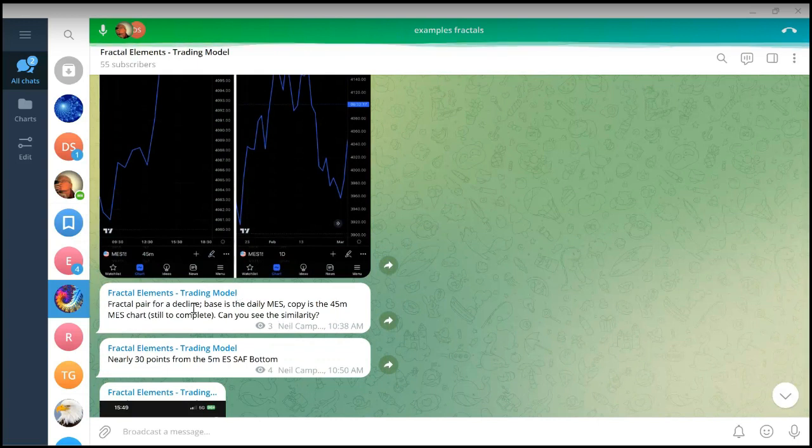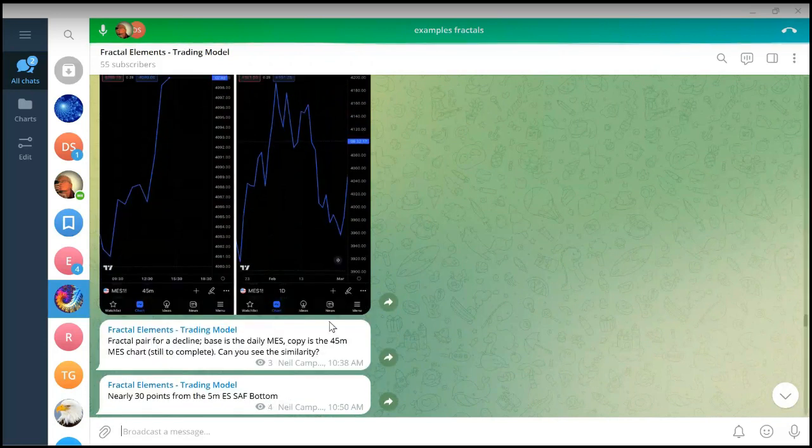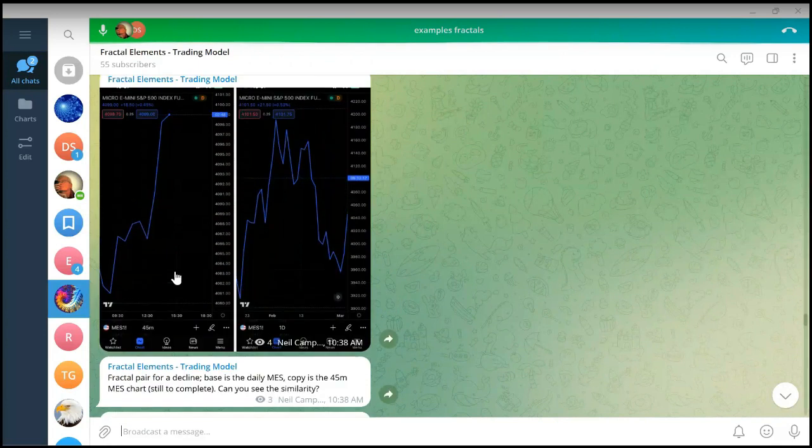Now he has a fractal pair for decline. The base is the daily micro. The copy is the 45-minute chart. So what he's saying here, Dave, is a similarity between the two time frames, the 45-minute time frame and the daily time frame. The 45-minute time frame is pretty similar to the daily time frame.